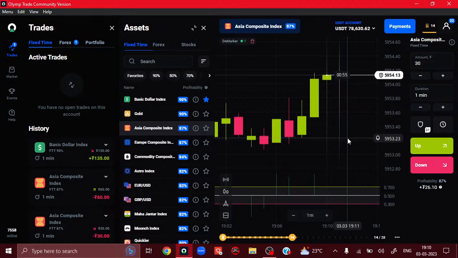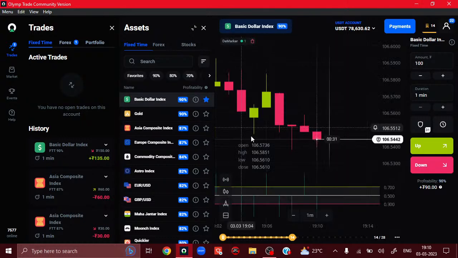Okay, guys, if you have any more further questions, please feel free to ask in the live chat. However, we are done for the trading today. Okay, let's make one more trade, one lucky trade for 100 USD. And if we win this trade, then we will close the session. If we lose this trade, then also we'll close the session.